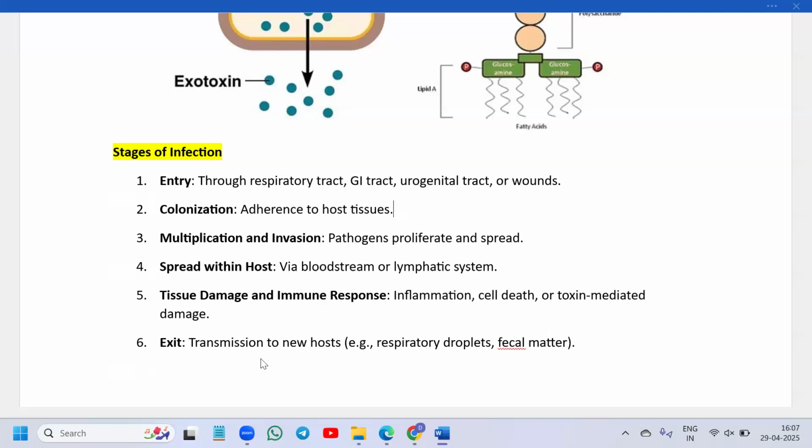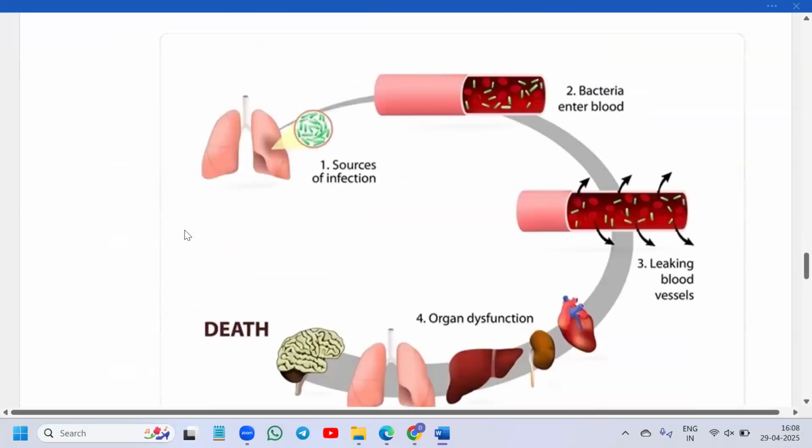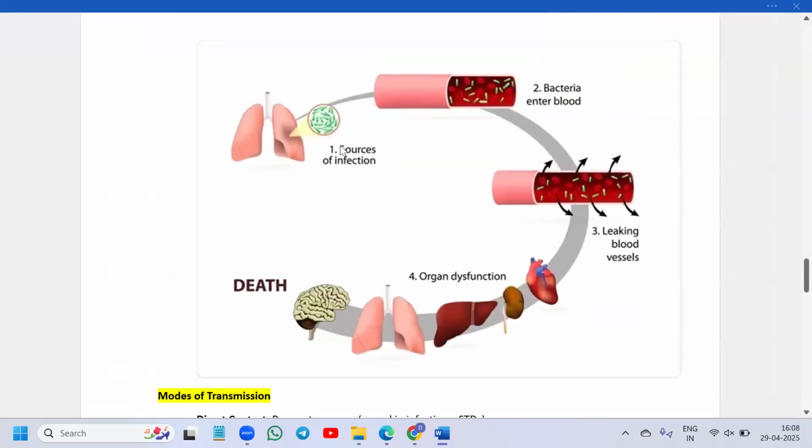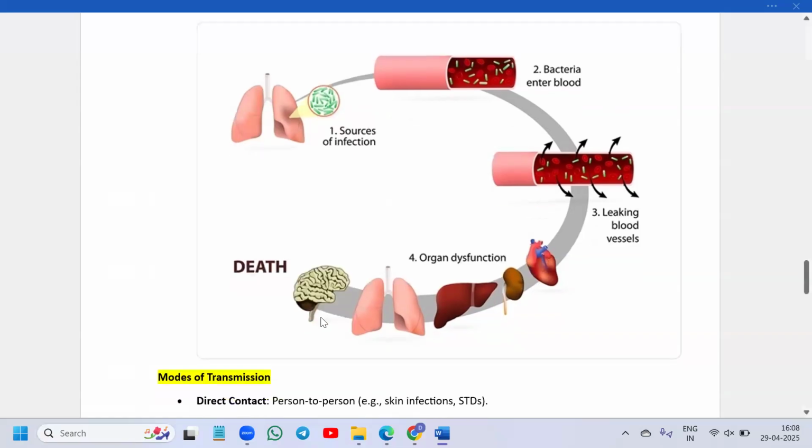How does it spread from person to person? Okay, so these are the different stages of infection. So you can just think about how a bacteria enters and how it causes disease. That is the stages of infection. So just look at this picture. Source of infection through respiratory tract. It is going to enter into your lungs. It is going to get colonized in the lungs. It will multiply and it will start invading. And then it will enter into the bloodstream and it will go to various other tissues and it will affect all the other organs. Okay, so this is how an infection can spread.